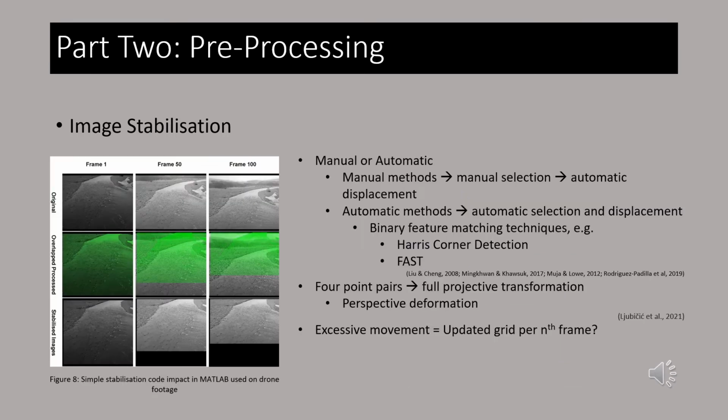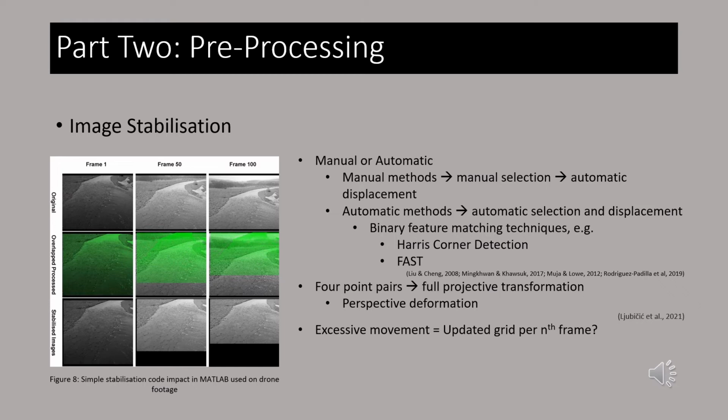For image stabilization, there are two main methods, and that's manual or automatic. Manual methods rely on the selection of static reference points, which are then automatically processed to determine a displacement in frames. Those reference points could be corners of buildings or trees or poles or posts, anything that stays stationary throughout the video. For automatic methods, the features and the displacements are both selected and tracked using binary feature matching techniques, which is all done in software. For most stabilization transformations, you need at least 4-point pairs for a full projective transformation, which also takes into account the perspective deformation.